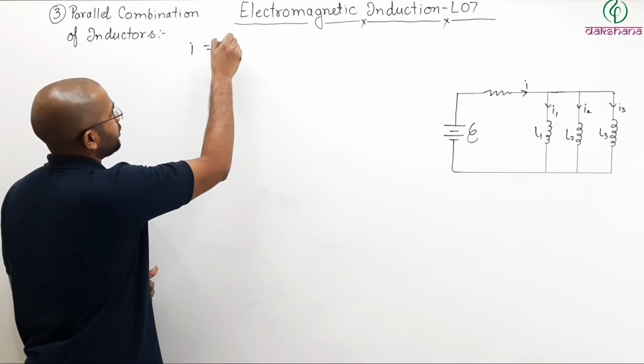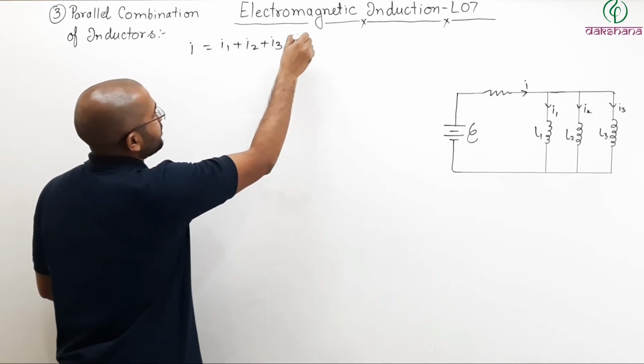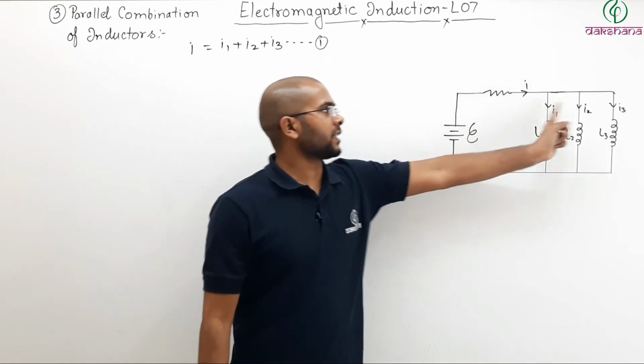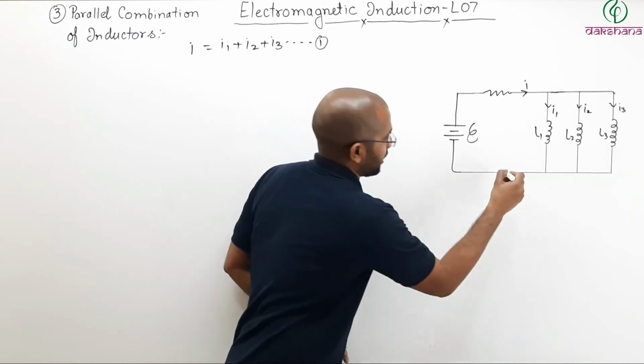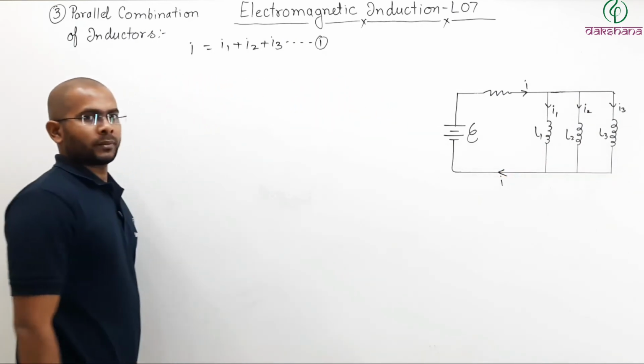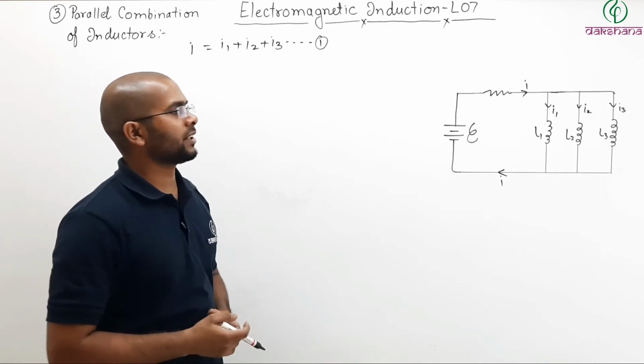So can I write like this? I will be equal to I1 plus I2 plus I3. This will be equation number 1. Correct? Here that is I, that is I1 plus I2 plus I3. Here again this will be I, so total current. Now another way I can write, if I want to write potential difference.